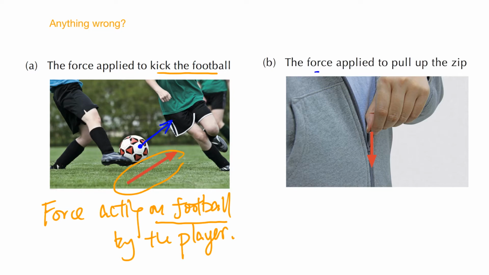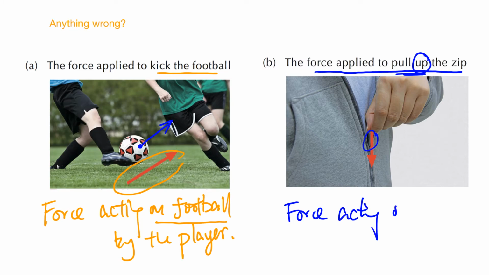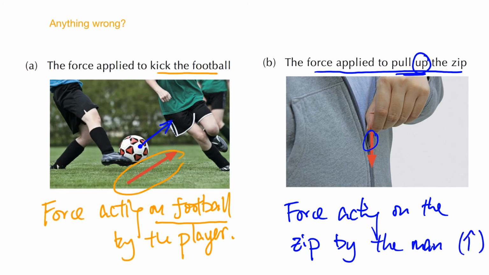And then the other one, force applied to pull up the zip. The zip is right here, but this time it's trying to pull up, so the direction should not be going down. Therefore there is a force adding on the zip by the man, but the direction has to be going up. So when you touch the zip, you have to go up instead.